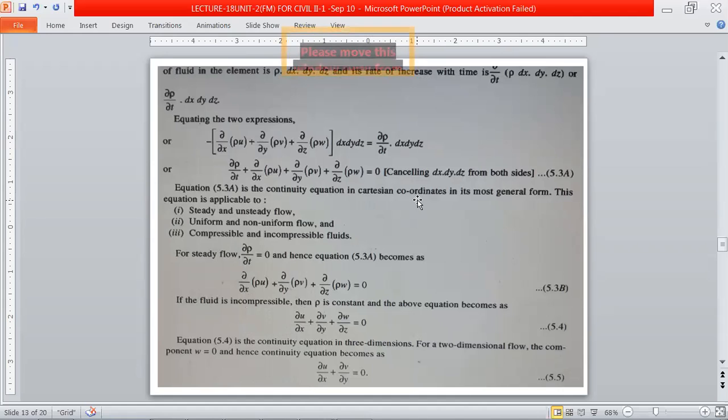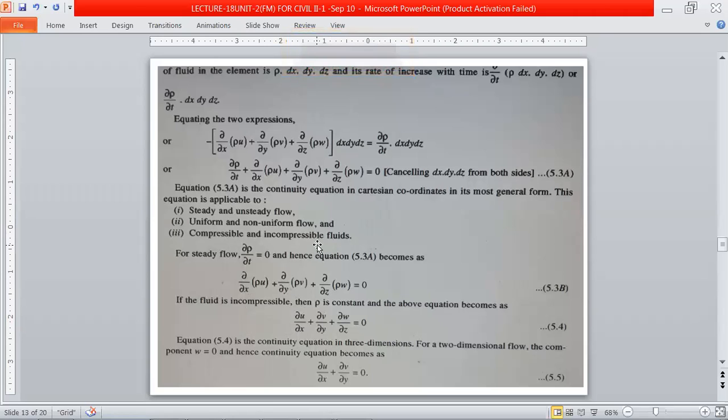Cartesian coordinate system: moving in the x direction, moving in the y direction, moving in the z direction. The Cartesian, or prismatic, three-axis system: x axis, y axis and z axis. Now, this equation is applicable for what type of problems? Steady flow and unsteady flow, uniform flow and non-uniform flow, compressible flow and incompressible flows.